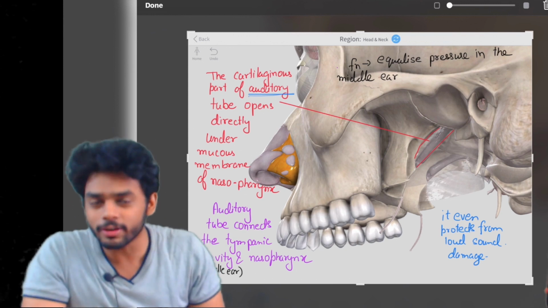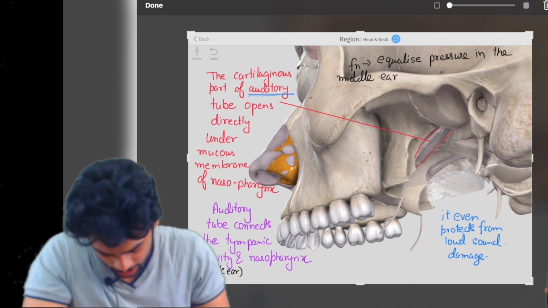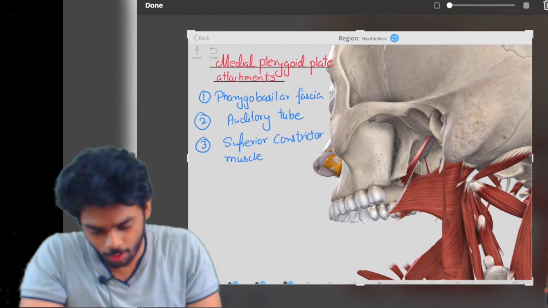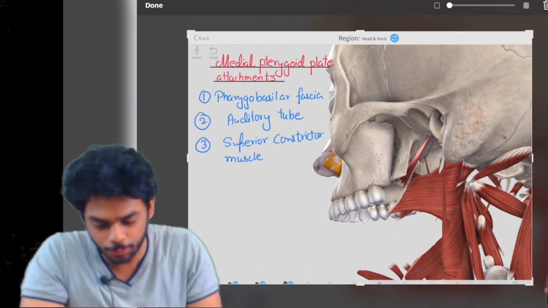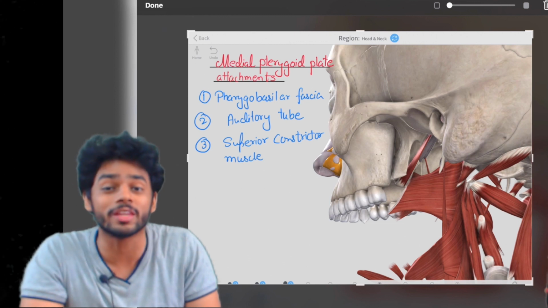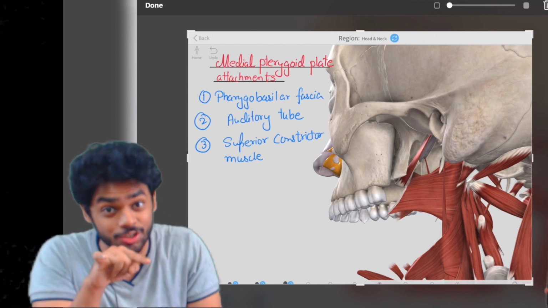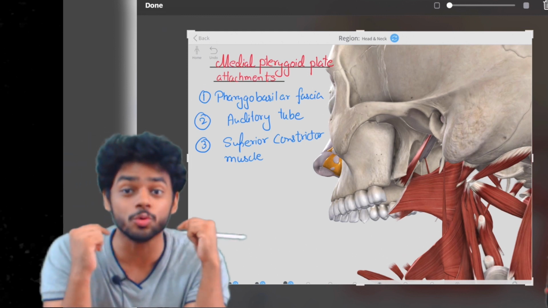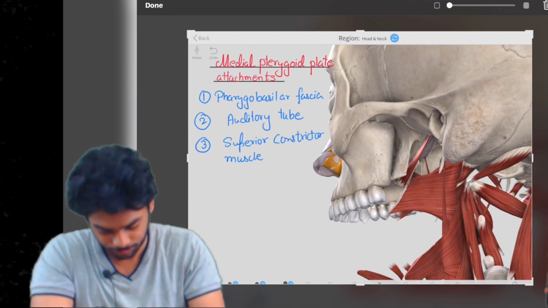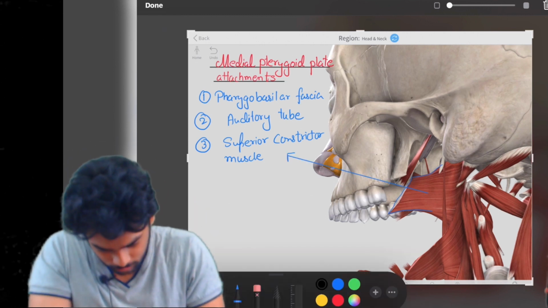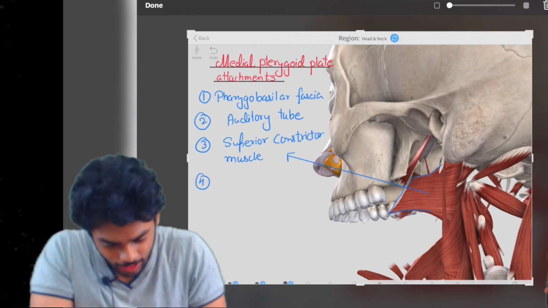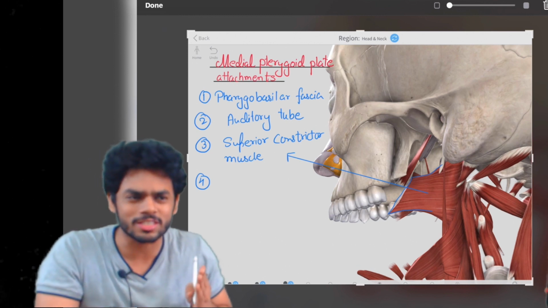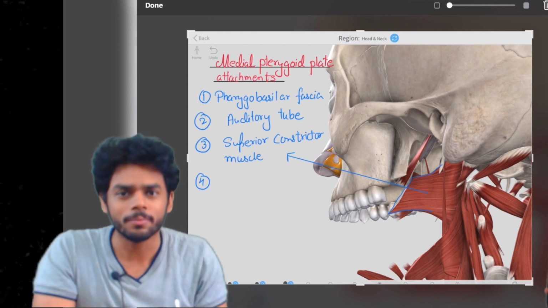Now we will deal with another structure which is attached to the medial pterygoid plate. We studied the pharyngobasilar fascia, auditory tube, and superior constrictor muscle. No, for the superior constrictor muscle we have studied its attachment on the pharyngeal tubercle. But yes, some of its structures are also attached to the medial pterygoid plate. Let me show you here. This is the superior constrictor muscle, and can you see the anterior part of the superior constrictor muscle is attached to the medial pterygoid plate.